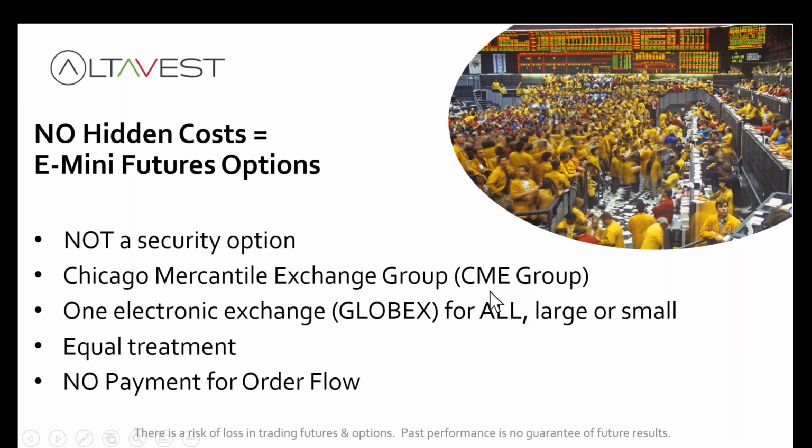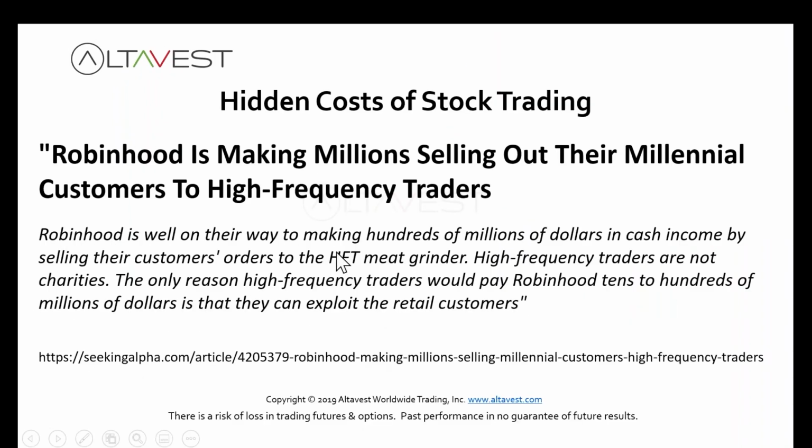Everything trades at the CME Group on the Globex electronic exchange. All orders are treated equally, large or small, and there's no payment for order flow. So what am I talking about? Robinhood makes millions selling out millennial customers to high-frequency traders. They make hundreds of millions of dollars in cash income by selling customer orders to the high-frequency trading meat grinder. They are not charities. The only reason the high-frequency traders would pay Robinhood tens to hundreds of millions is that they can exploit the retail customers.